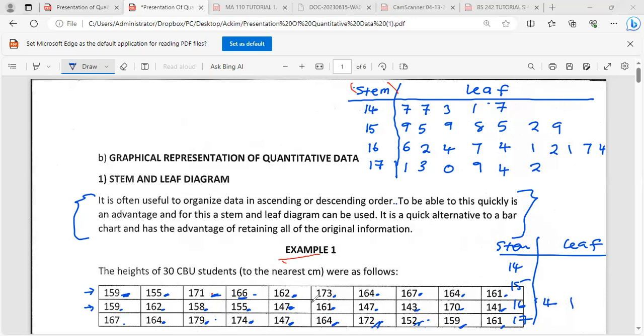So it means they differ only after the first two digits. The first two digits are all 1, so you can just write 1. Each has 1, 1, 1. So it means they will be separated by the second figure, which is 140, and so on.